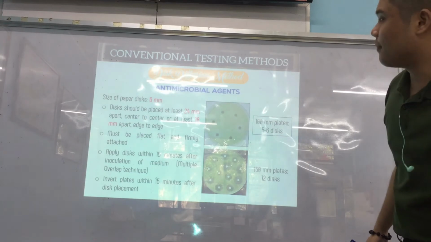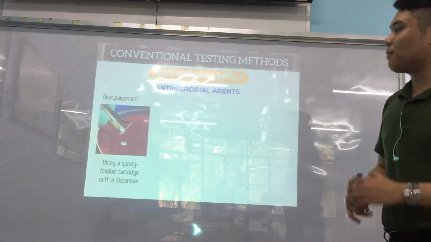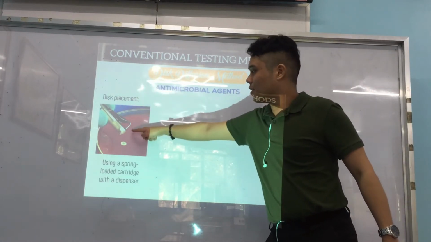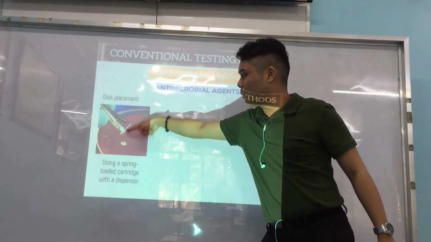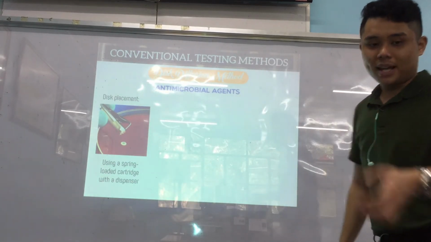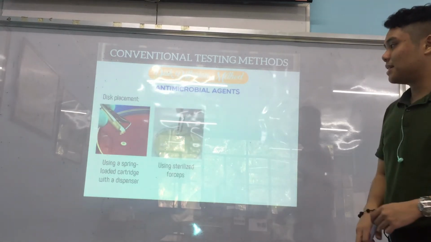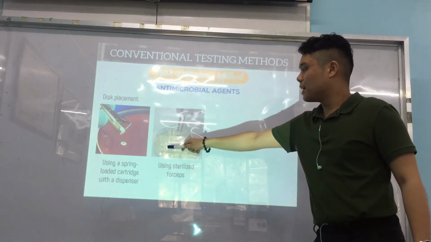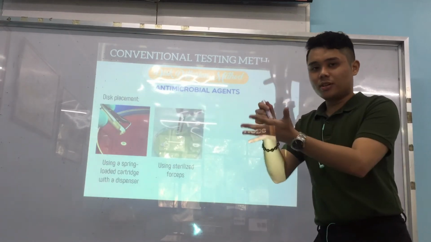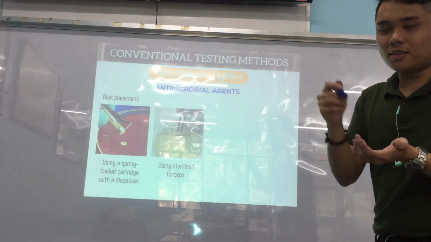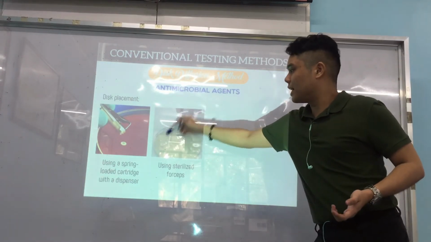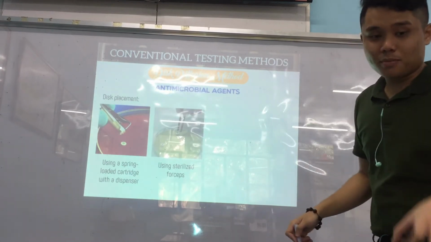For this placement, number 1, you can use a spring-loaded cartridge. You press it, so the disc is pushed out and dispensed onto your plate. Or you can use forceps, which should be sterilized. Of course, you push the disc onto your agar, gently, not too hard or strong. But you push the disc so it stays firmly.